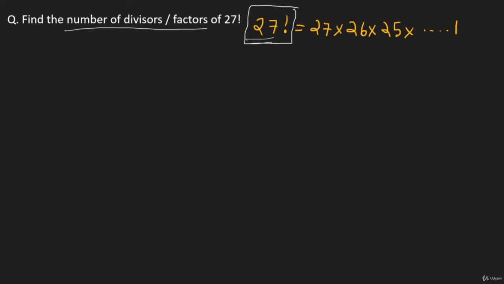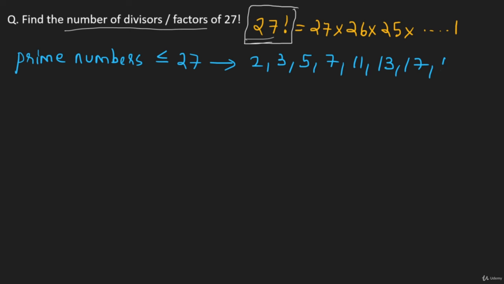Let's find first all the prime numbers that are less than or equal to 27. So the prime numbers less than or equal to 27 are 2, 3, 5, 7, 11, 13, 17, 19 and 23, right? These are all the prime numbers that are less than or equal to 27.